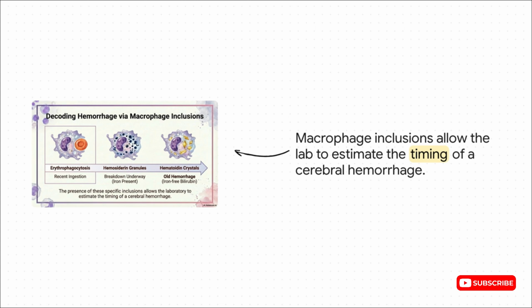Stage 1, on the far left, is called erythrophagocytosis. That's a macrophage that has just gobbled up a red blood cell. This tells you the bleed is very recent. Then, as that red cell gets broken down, you move to stage 2. You start seeing these dark, iron-filled hemosiderin granules inside the macrophage. That tells you the breakdown process is well underway. And finally, after even more time has passed, you see these beautiful golden yellow, iron-free hematoidin crystals. This is the sign of an old hemorrhage. So by looking at these inclusions, the lab can give a pretty good estimate of when a cerebral hemorrhage happened.